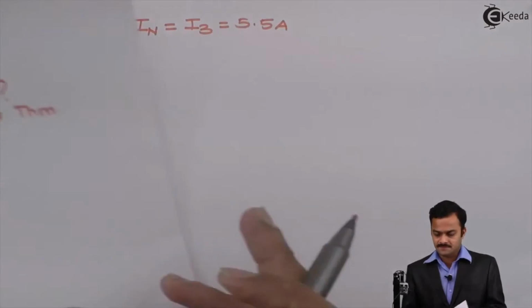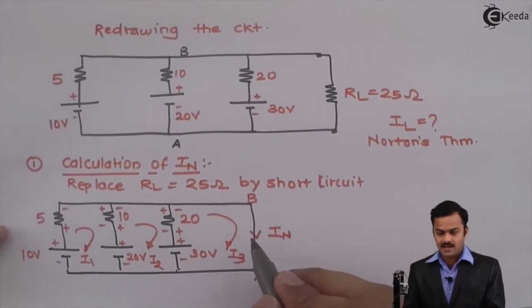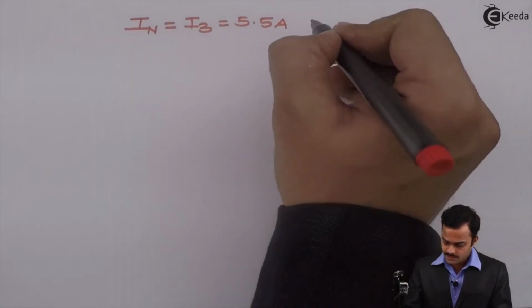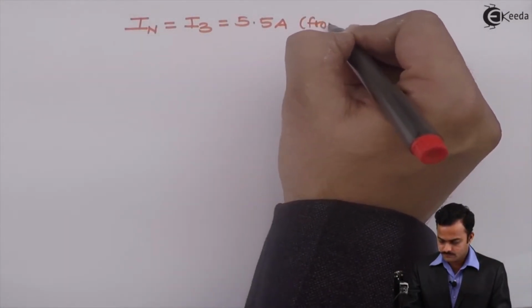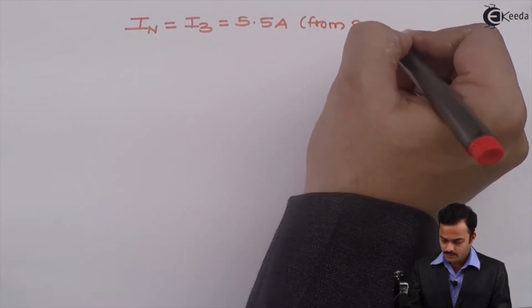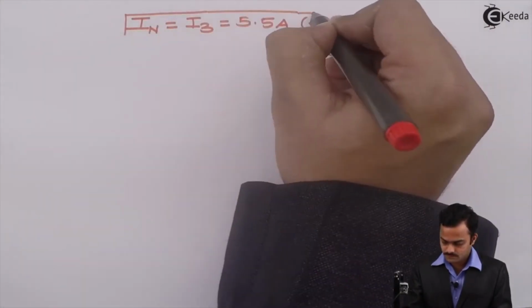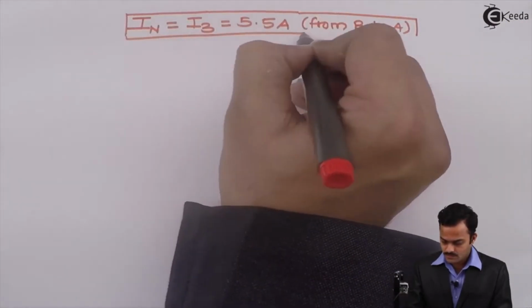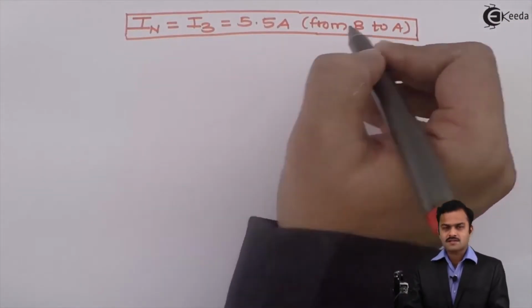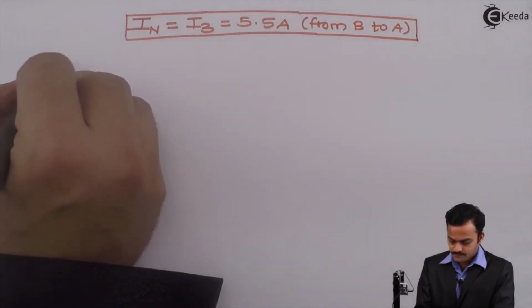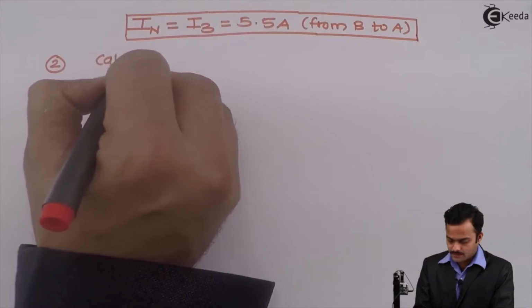Let's see the direction. So direction I am getting this time is from B to A. So here I will write it is from B to A. So first step of Norton's theorem is over. Let's go to the second step, that is calculation of Rn.